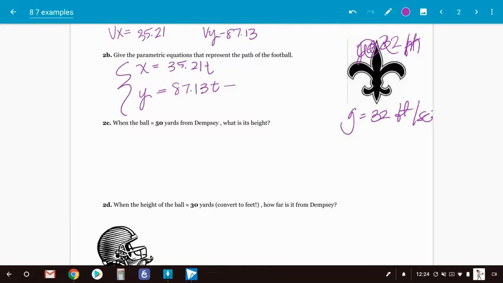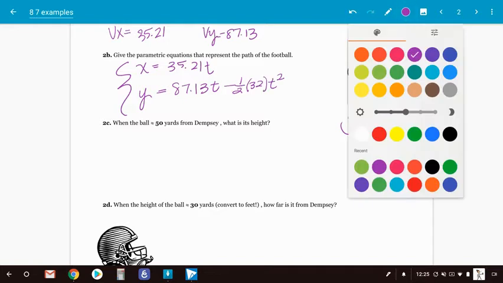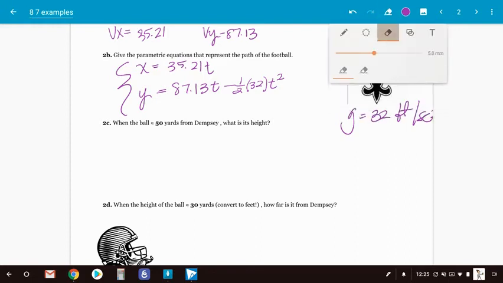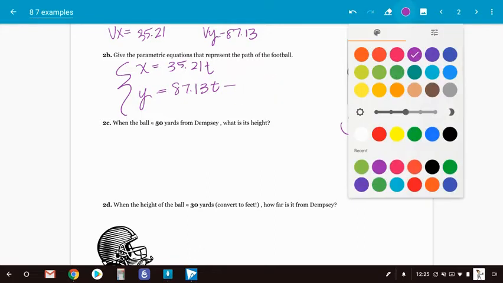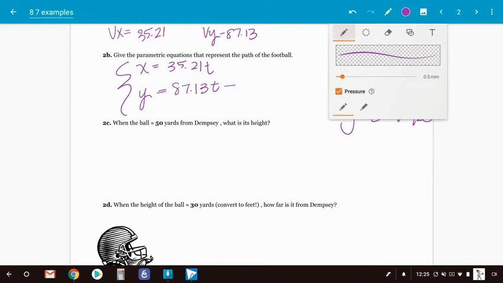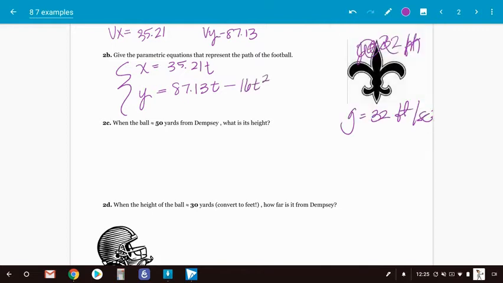So minus 1/2 times 32 t squared. And 1/2 times 32 is 16. So I am going to just write 16. So minus 16 t squared. So remember, this part was minus 1/2 32 t squared, and I wrote this as 16. So that's where the minus 16 t squared comes from. And this is what happens. Gravity makes us fall, right? So now I have my parametric equations.